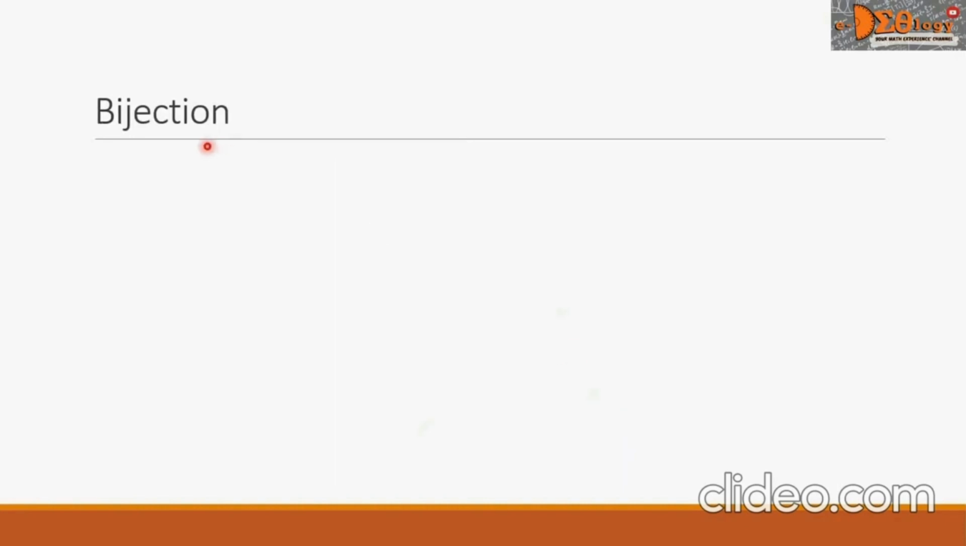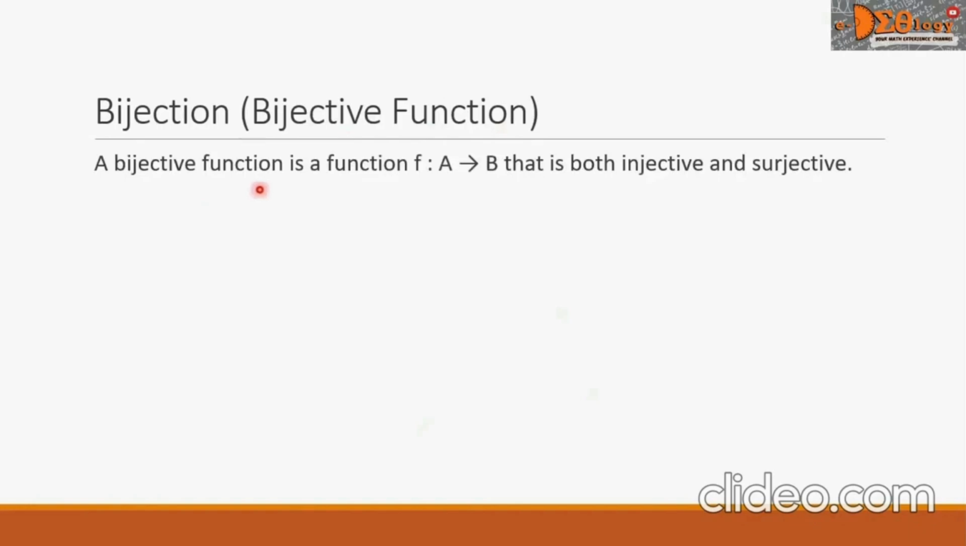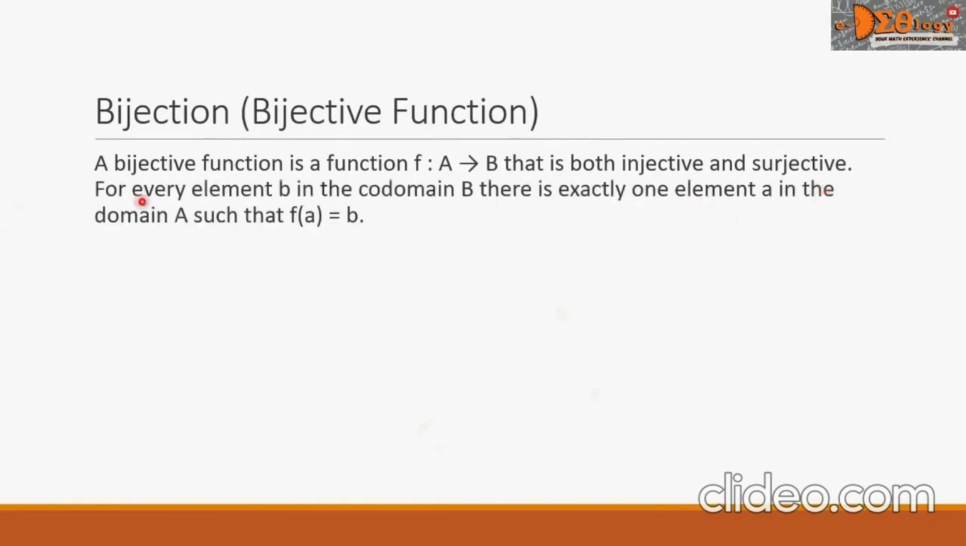The next is bijection or bijective function. A bijective function is a function f from group A to group B that is both injective and surjective. For every element B in the codomain B, there is exactly one element A in the domain group A such that f of A equals B.